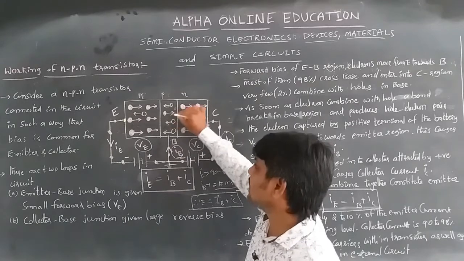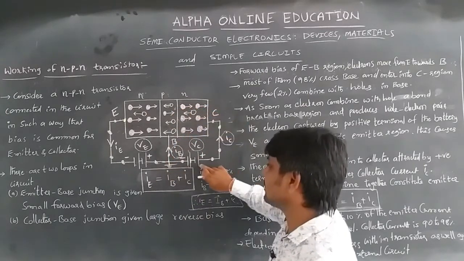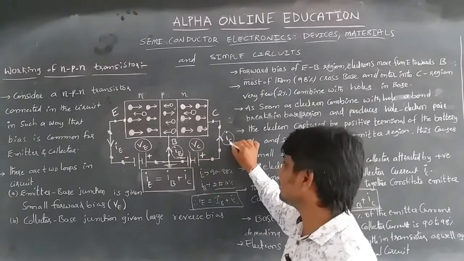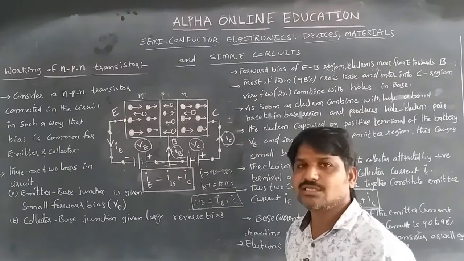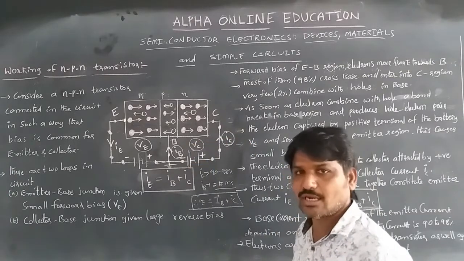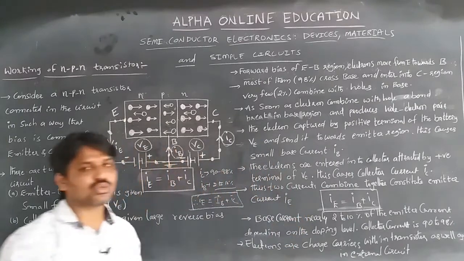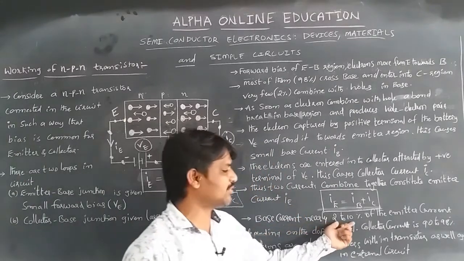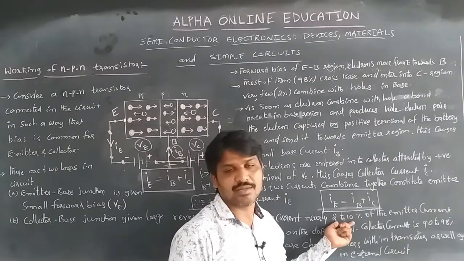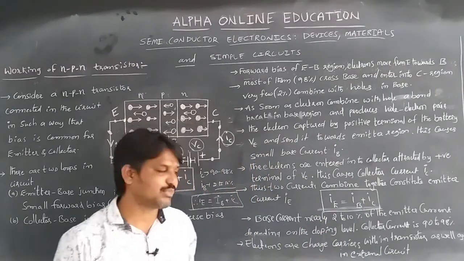When most of the electrons are sent to the collector, they are attracted by the positive terminal of the battery VC. That causes the collector current in the circuit. So the collector current IC and base current together constitute the emitter current. The base current is nearly 2 to 10% of the emitter current, depending upon the doping level, and the collector current is 90 to 98%.